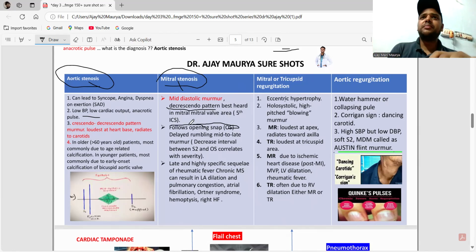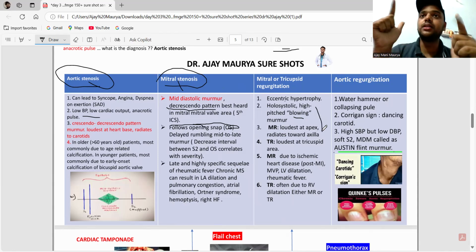Okay, from the mitral or tricuspid regurgitation, remember there is a high-pitched, holosystolic, blowing murmur. In mitral regurgitation, it's loudest at the apex and radiates toward the axilla. All these words are going to be mentioned in the question, so just learn these words by heart. Coming to tricuspid regurgitation, it's loudest at the tricuspid area.